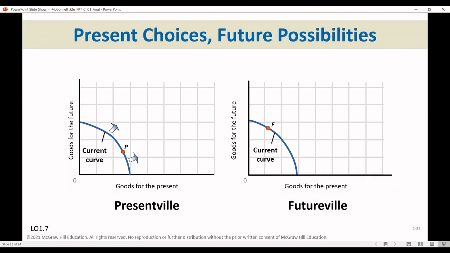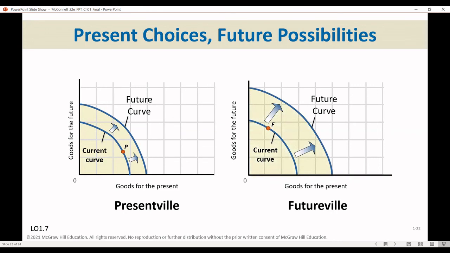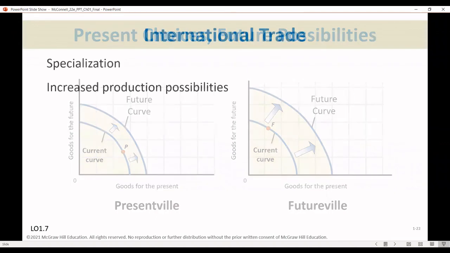You will see that in the future, both economies are going to grow. Present Ville grows, but Future Ville grows more than Present Ville because of the decision made today to allocate more of its resources to capital goods, which are future goods. It helps them increase the economy faster than someone who uses the resources on consumer goods or present goods, because present goods do something for the present, but they don't do anything for the future.